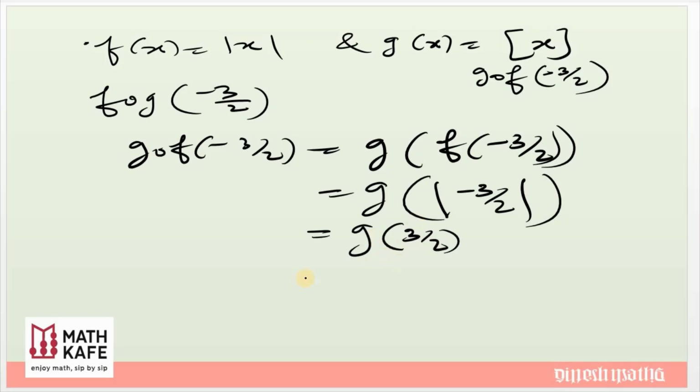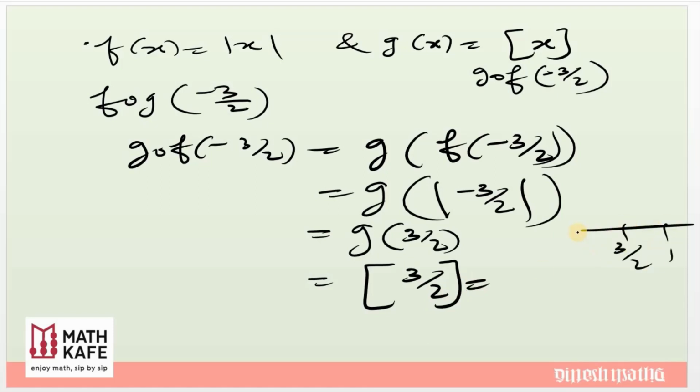Now g of 3 by 2. This will become the greatest integer part of 3 by 2. 3 by 2 lies between 1 and 2. The greatest integer not exceeding 3 by 2, that means 1.5, not exceeding 1.5, the integer value will be 1. So that's the final answer.